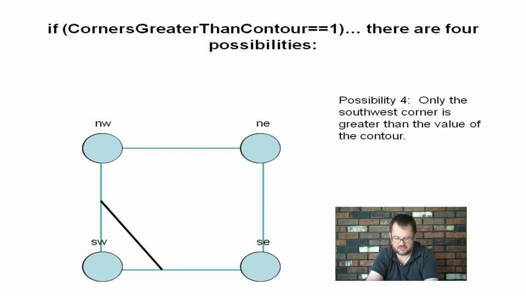And there's a 4th possibility, that the only corner that is greater than the contour is your southwest corner, and then the contour line will come in on the west side and go out on the south side. We're still not entirely sure how to draw this contour line, but we're getting closer. We're now seeing that there's 4 different possibilities as to how that contour line will go through the box if only one corner is greater than the value of the contour that you're trying to draw.